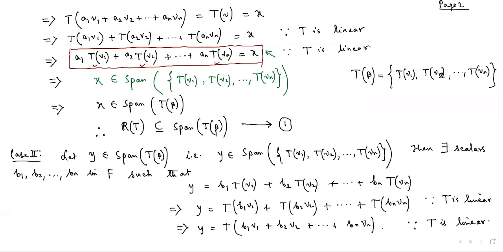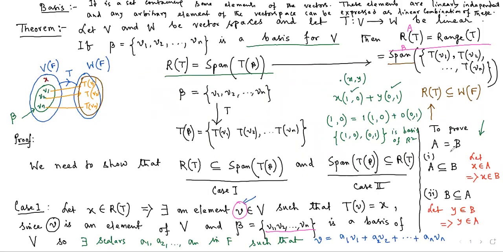Any doubt? This is just the reverse case of the previous one, right? Yeah, because if you need to show that A is equal to B, you need to prove A subset of B and B subset of A.